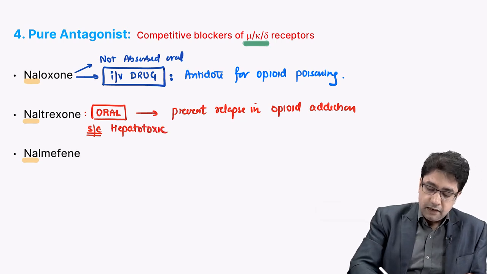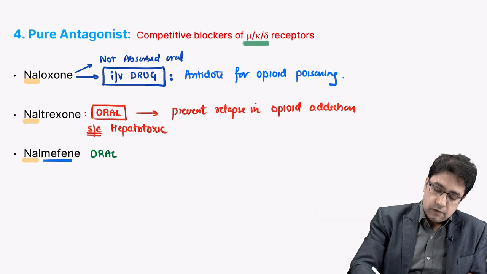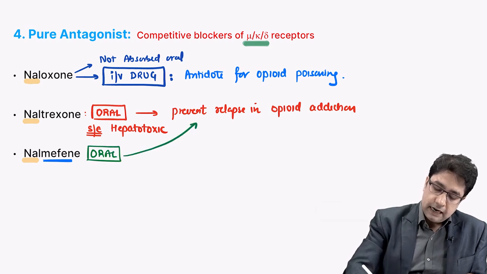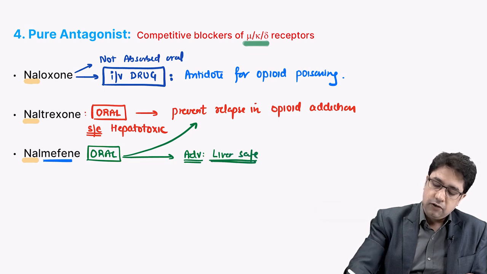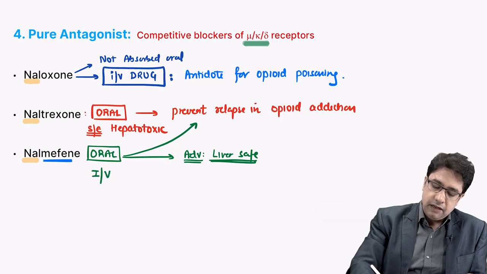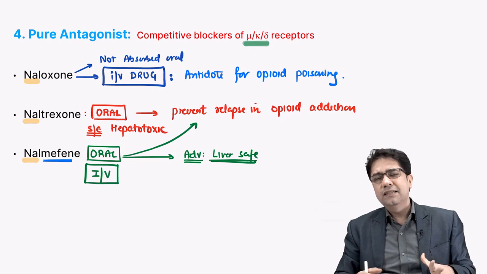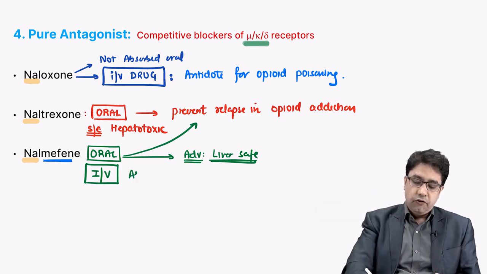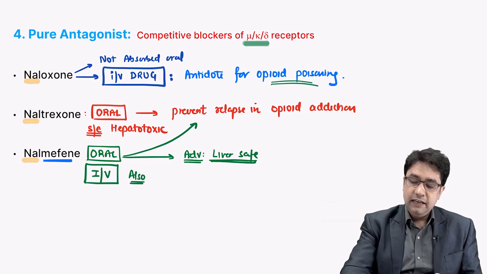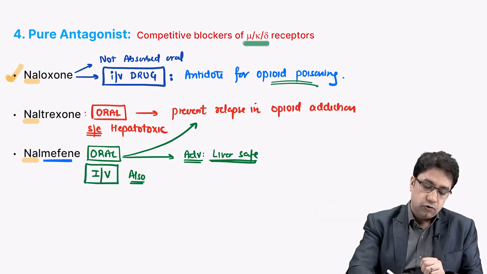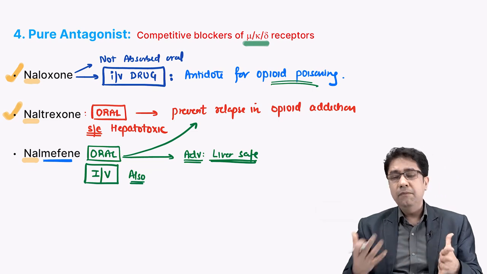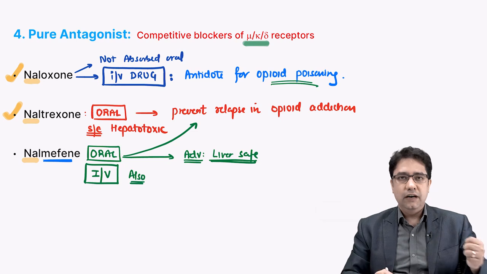That is why we have made a drug, nalmefene. Nalmefene is an oral drug, so it has the same uses. And the great advantage of nalmefene is that it is liver safe. It is not hepatotoxic, and nalmefene can be given IV as well. That means sometimes it can be used for the treatment of opioid poisoning as well. But remember, the drugs of choice you have to remember are naloxone and naltrexone. Nalmefene is a new drug which has certain advantages.